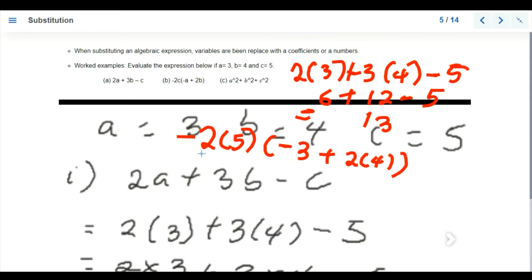So what do we have? 5 times 2 is what? 10. So we have minus 10 into bracket minus 3 plus 2 times 4 is what? 8. Now minus 3 plus 8 is what? 5. So we have minus 10 multiplied by 5.